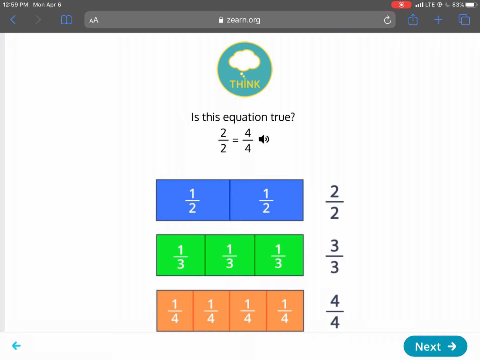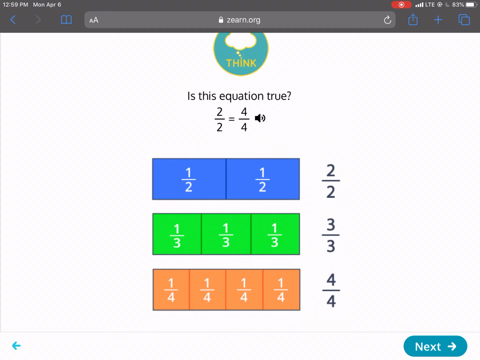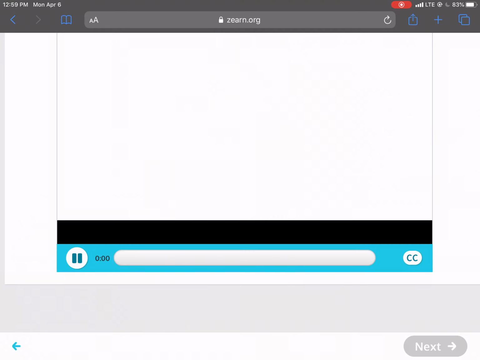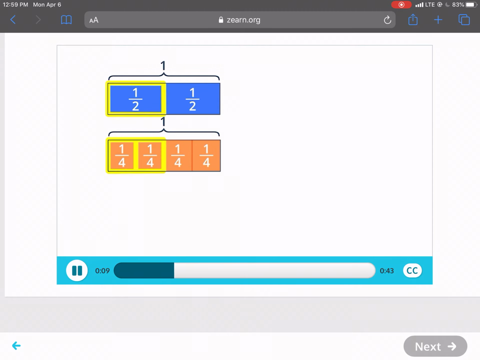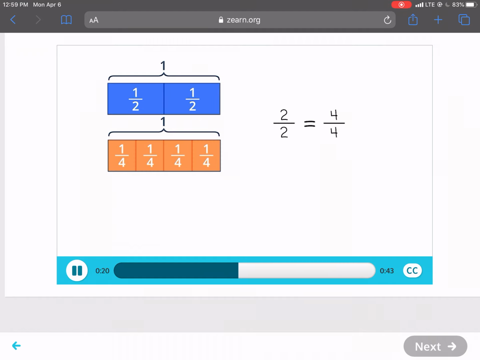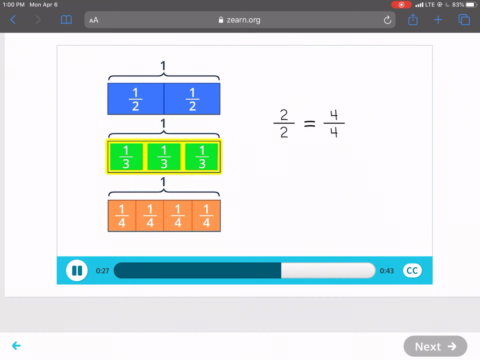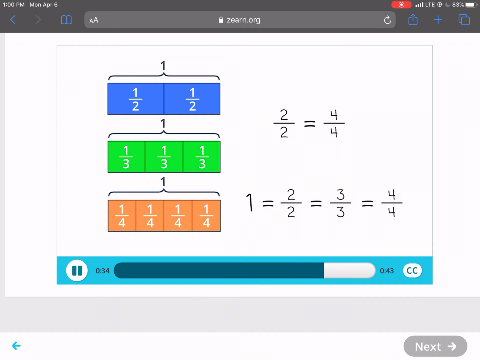Is this equation true? 2 halves equals 4 fourths? Yes, it is true. Is 2 halves equal to 4 fourths? Fourths are just halves cut into 2 equal parts. 1/2 is equal to 2 fourths. So 2 halves equals 2 more fourths, or 4 fourths. Yes, 2 halves equals 4 fourths. I agree. 2 halves and 4 fourths both equal 1 whole. Also, 3 thirds make the same whole. 1 equals 2 halves equals 3 thirds equals 4 fourths. That's right. There are lots of ways to represent 1 whole. Can you think of other ways to show 1 whole?